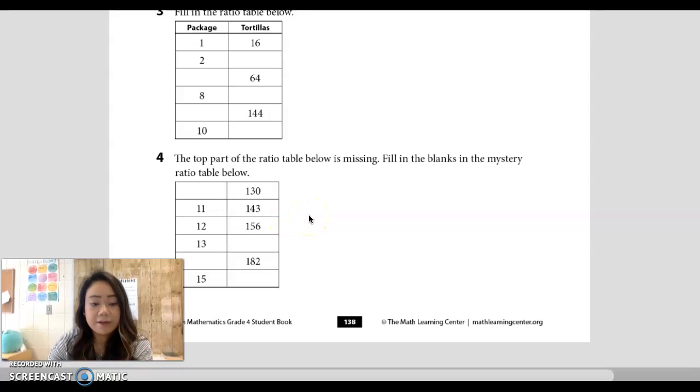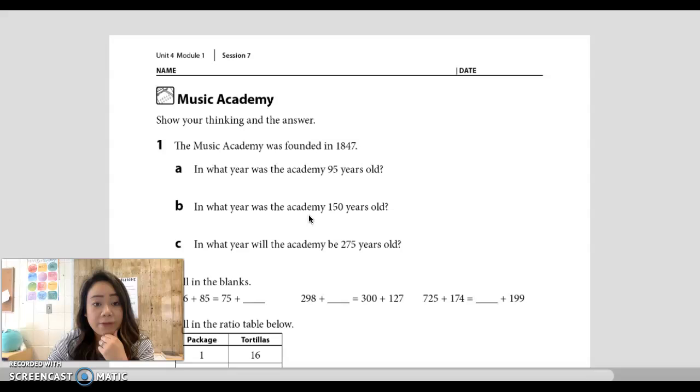All right, if you understand how to do it, go ahead and get started on page 138. Take a great picture, a clear one, and submit it to your teacher. If you have questions, let them know. Otherwise, I'm going to go a little bit more in detail here.